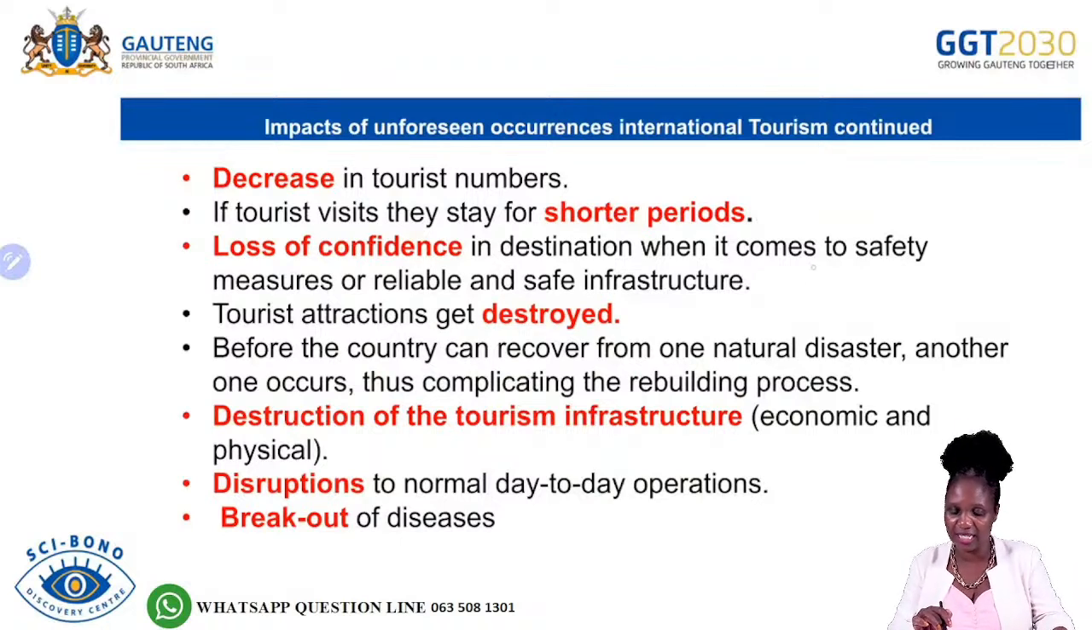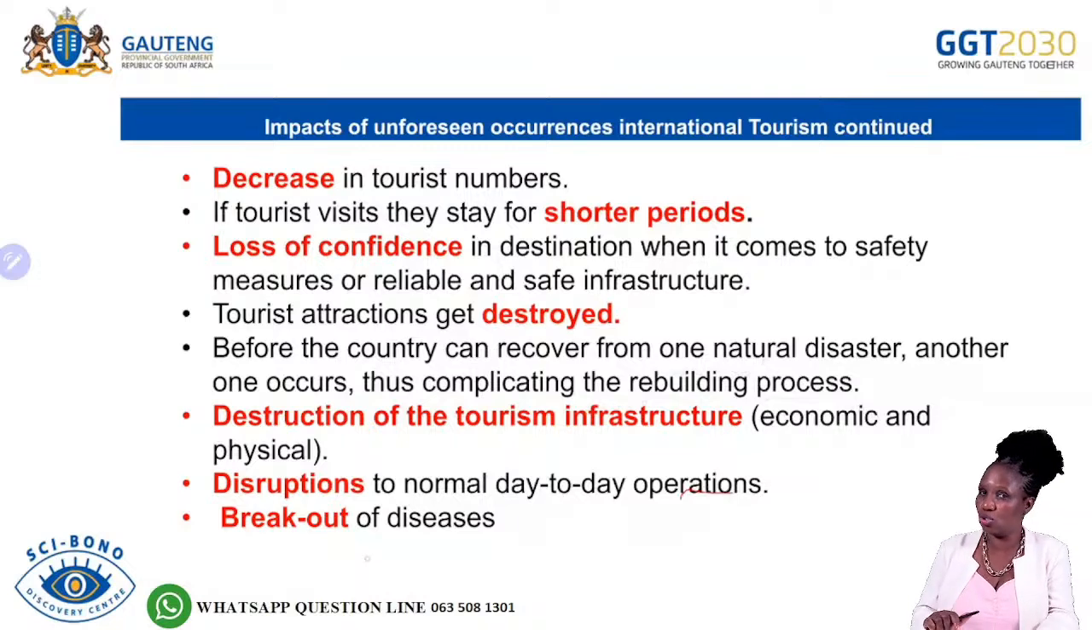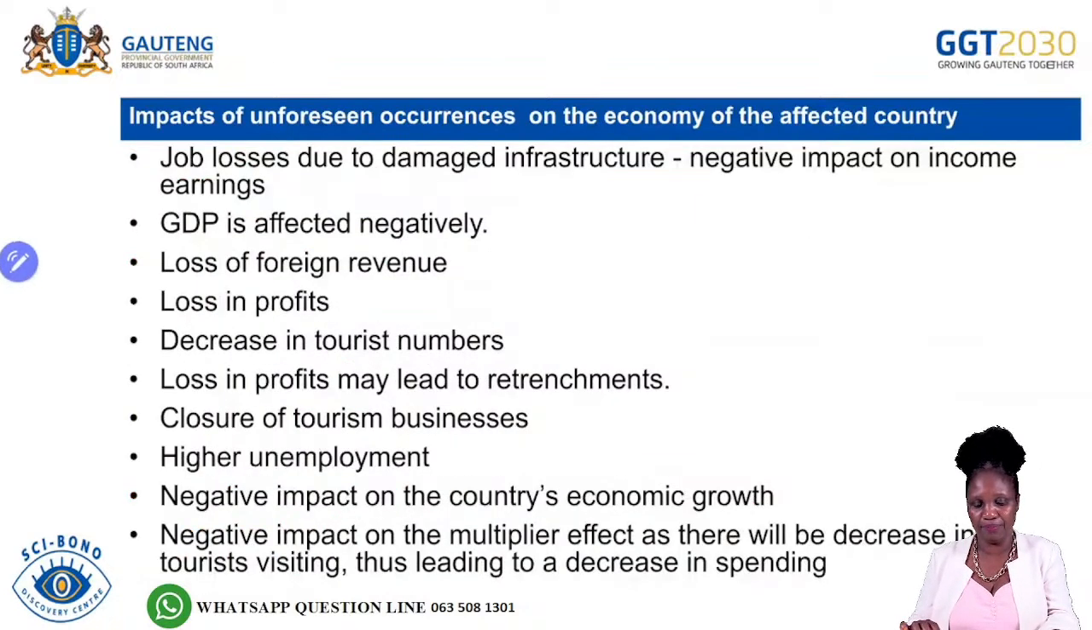And loss of confidence in the destination when it comes to safety measures or reliable and safe infrastructure. They'll lose confidence in an area. And tourist attractions get destroyed most of the time. And before the country can recover from one natural disaster, another one occurs. That's complicating the rebuilding process, like what is happening in Iceland, because there are volcanic eruptions, okay? And then destruction of the tourism infrastructure, economy and physical, and disruption to normal day-to-day operations, and then breakout of diseases.